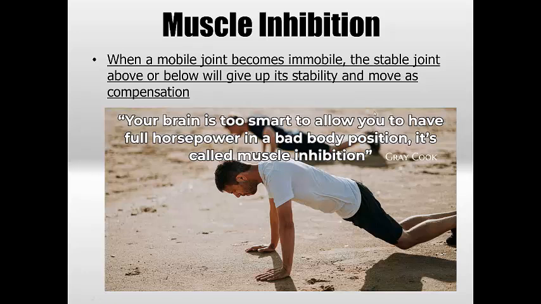All right, so this is a good quote: your brain's too smart to let it have full horsepower in a bad position. This is called muscle inhibition. Muscle inhibition is a protective mechanism, where a tight muscle steals the workload of a weakened muscle, so you're always going to have limited range of motion and never be able to have full strength in that position.